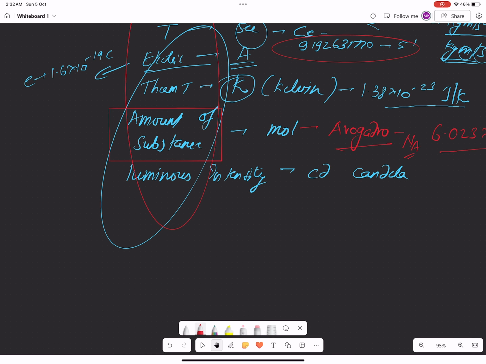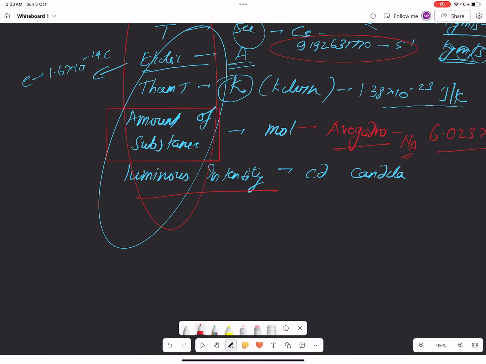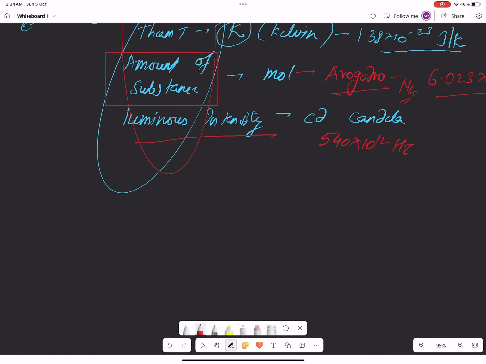Now the last is luminous intensity, that is candela. It is defined by taking the fixed numerical value of luminous efficacy of monochromatic radiation of frequency 540 into 10 to the power 12 hertz. So the definition means candela measures how bright a light source appears in a specific direction, okay. So it is based on a fixed reference, that is monochromatic radiation of frequency 540 into 10 to the power 12 hertz. This frequency corresponds to green light.